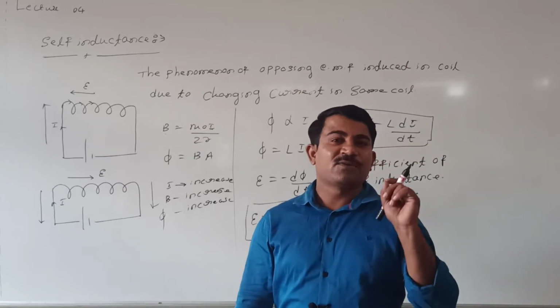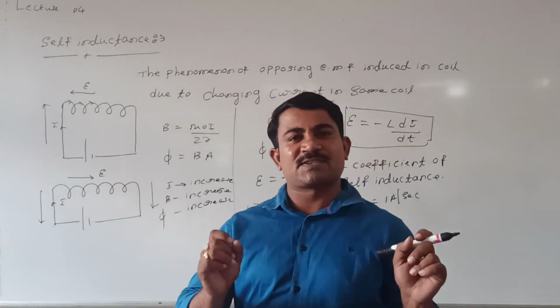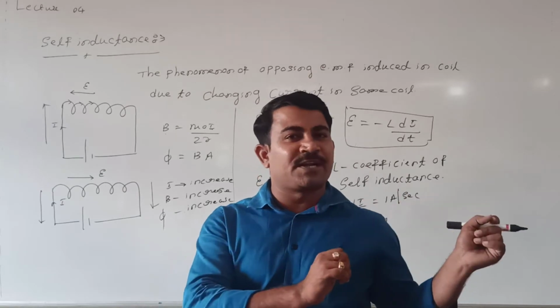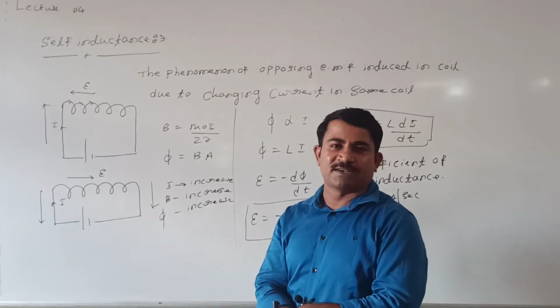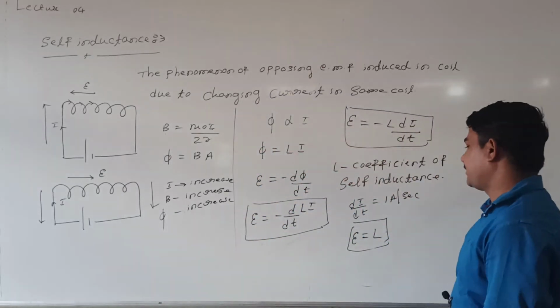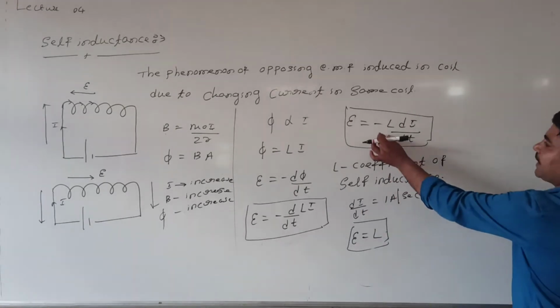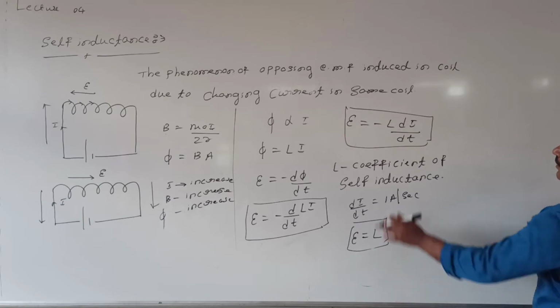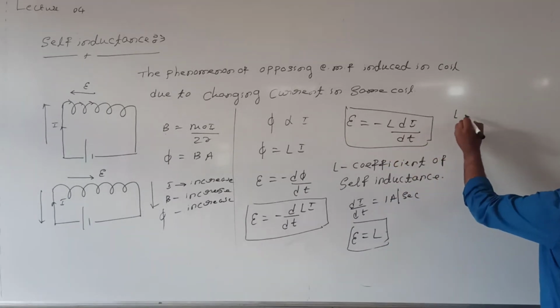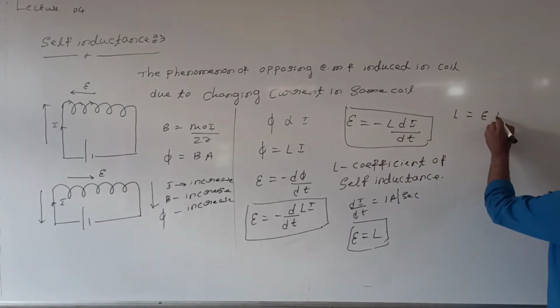But let us see about the SI unit of the coefficient of self-inductance. Again, what is the alternate definition of the coefficient of self-inductance? That we'll see. Look here. We know that this self-inductance has an SI unit. How do we write it from this? L is equal to what value? E times dt.